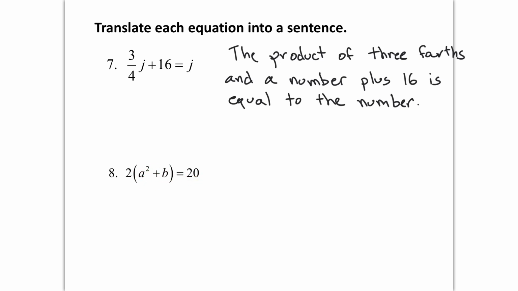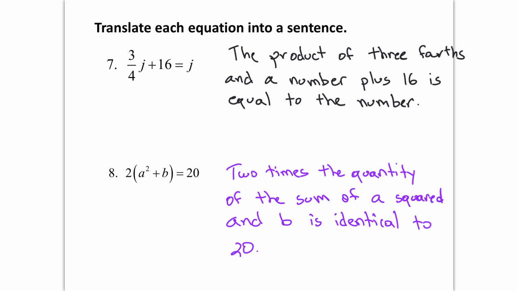So I know I'm going to have to say multiplication. I do have an exponent of 2, so I'm going to use the word squared. The sum, so we do have addition, equals 20. So here's an example of a sentence that represents that equation. 2 times the quantity of the sum of a squared and b is identical to 20. So that sentence represents this equation that we have here.